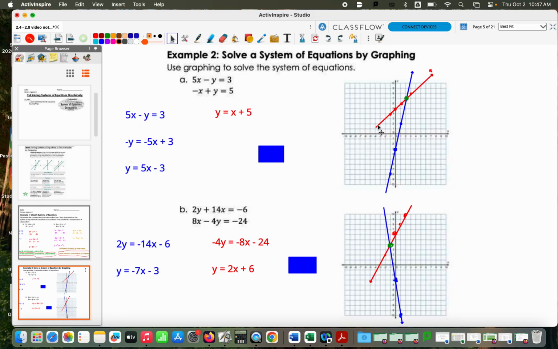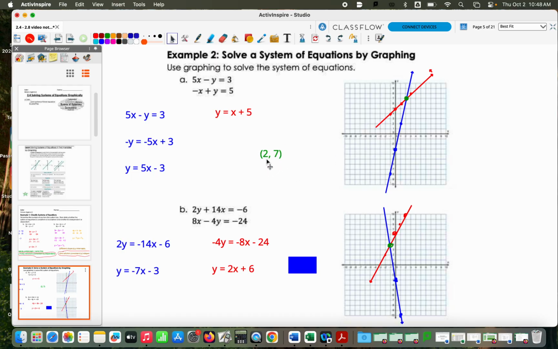You want to try to plot as many points as you can, especially on the first one you graph, because I don't know where they're going to cross. Now that I plotted the second one, going up 1 over 1, I can see, oh yep, they're crossing right over here. I don't even have to worry necessarily about going backwards, unless I just want to get a more accurate picture. I can just draw the line and find this point, which should be at 2, 7.